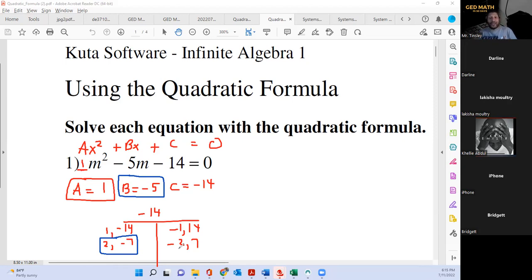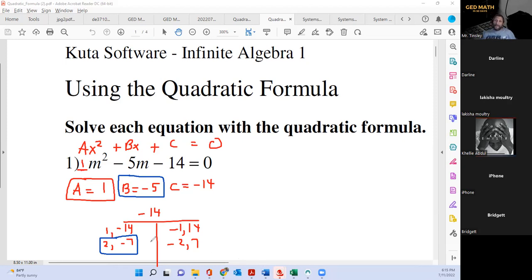Now, why did I start on the left side? Why didn't I start on the right side? Because if I look at my pairs, I notice on my left side, the larger digits are negative. So my answer is always going to be negative. On the right side, my answers will always be positive. 14 minus 1 is 13. 7 minus 2 is 5. So I don't even have to look at the right side because I'm trying to get a negative. So I'm looking at the side that has the larger negative numbers.